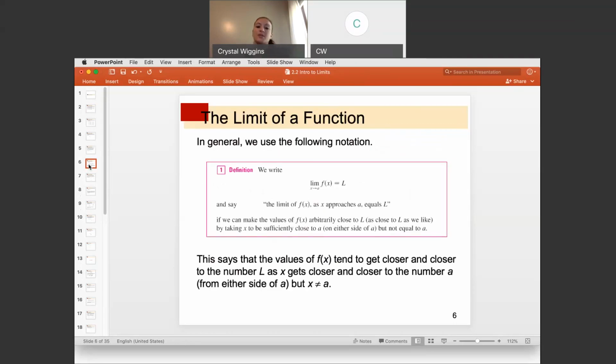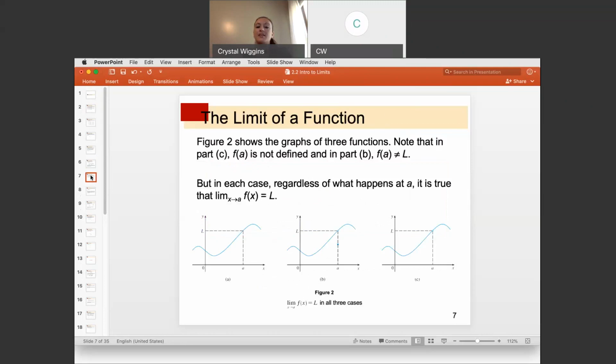In general, we use the following notation. The limit as x approaches a of the function f of x is equal to some number L. Now, in the figure, we show graphs of 3 functions. Note that in part C, f of a is not defined, and in part B, f of a is not equal to the limit. But in each case, regardless of what happens at a, it is true that the limit is equal to L. So in A, we are trying to find the limit as we approach a on the x-axis, and we see that from the left and the right, it matches, and it would be L.